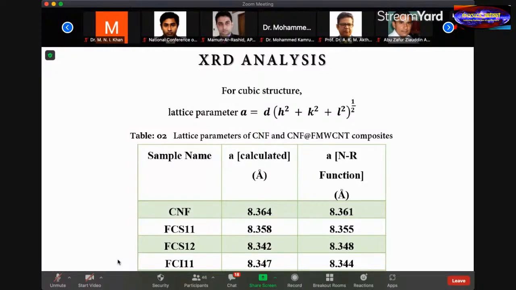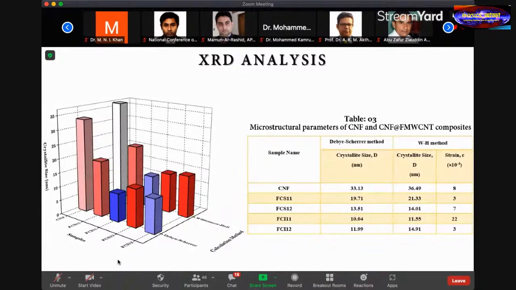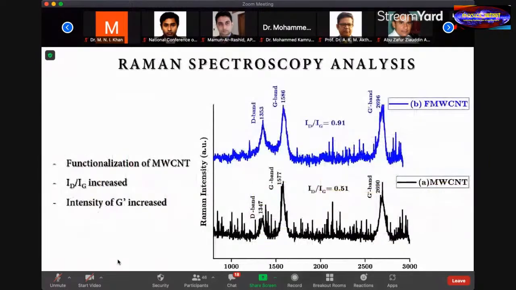data are almost the same. Using the Williamson-Hall method, the WH method, the microstrains of the nanocomposite were calculated. We calculated this to see actually how much broadening is induced due to the crystallite size and how much broadening is induced due to the strain. Now move on to the Raman analysis.